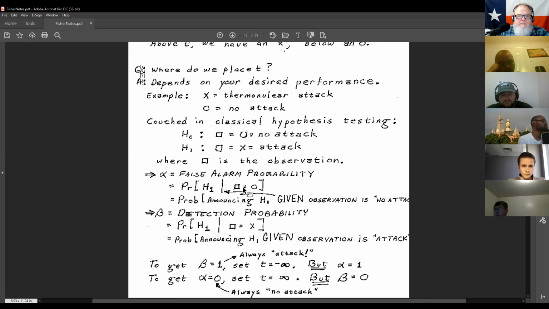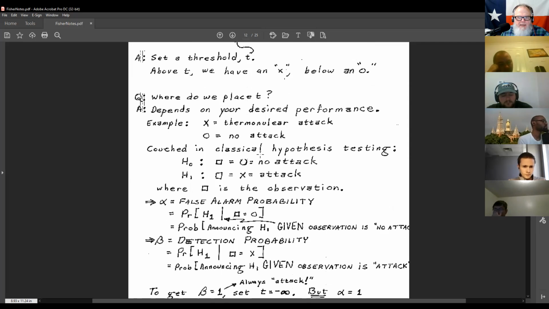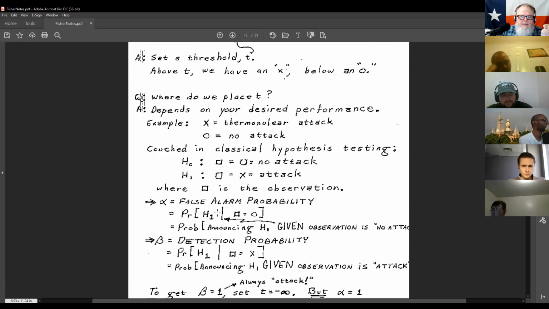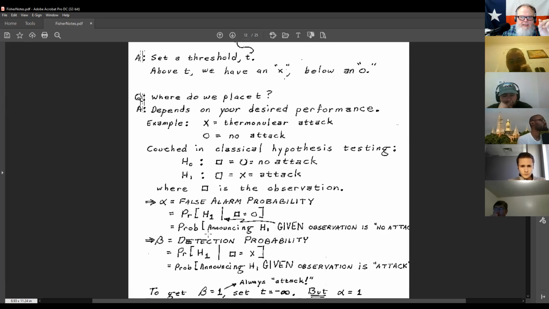Let's take a look at that. It's the probability of H1, given that the element is 0. So it's the probability of announcing H1 given the observation that there is no attack. The detection probability here is different. It's the probability of H1 given that the element is equal to X. So both of these are in this domain, to the right of the T. It's the probability of announcing H1 given the observation of no attack, and the probability of announcing H1 given that the observation is attack.